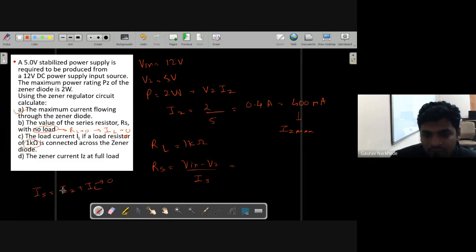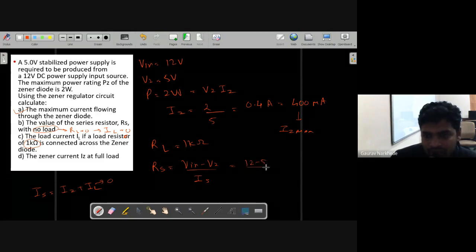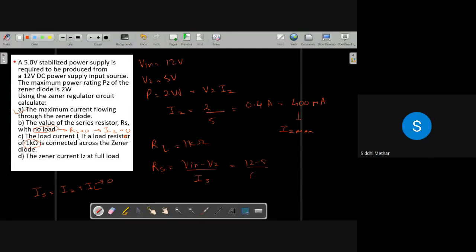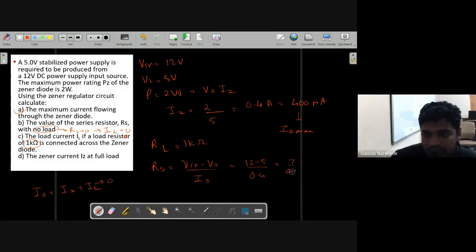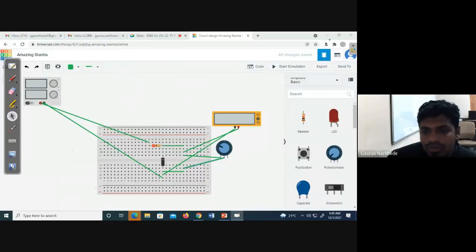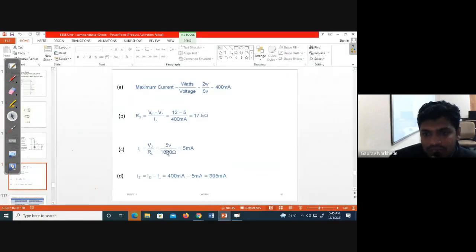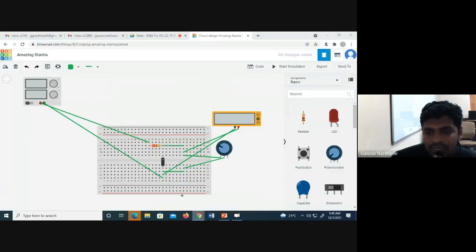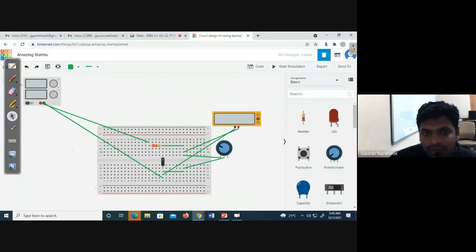So if this is 0, IZ is equal to IS, right? So how much is it? 12 minus 5 divided by 0.4. So it will be 7 by 0.4, correct? So how much are we getting? 17.5 ohms, correct? Okay, great.